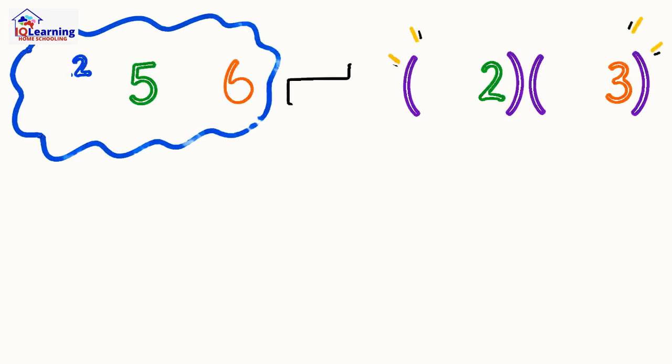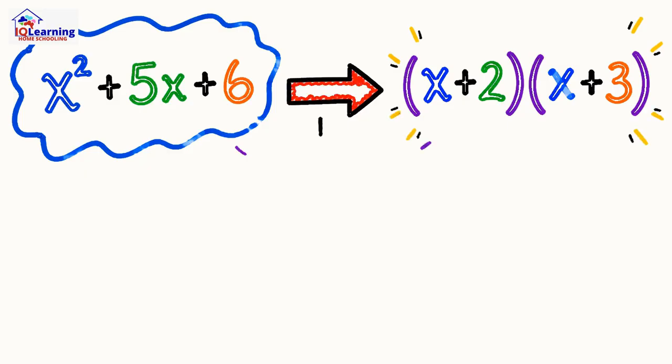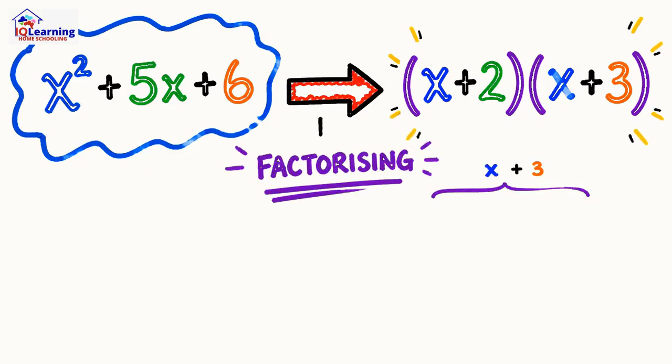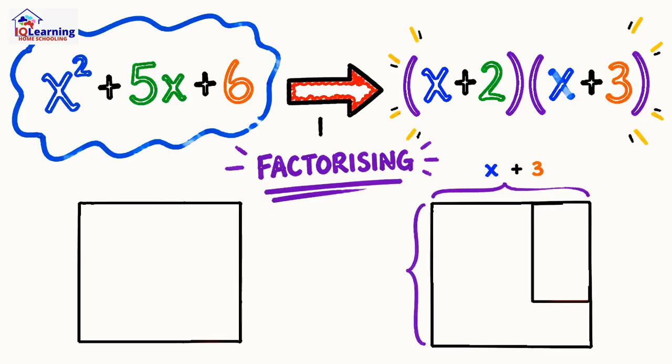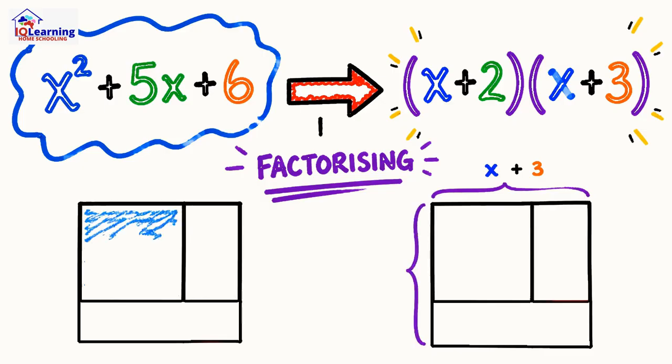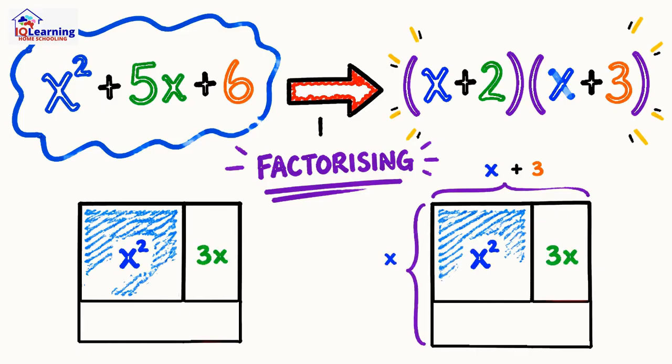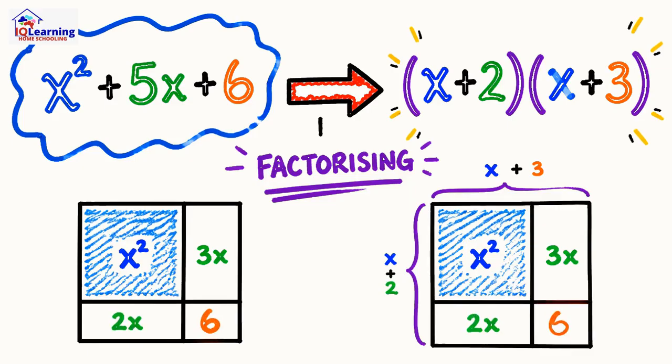In algebra, expanding brackets is straightforward, but what about going backwards? Taking an expression like x squared plus 5x plus 6 and breaking it back into its original parts. This reverse engineering is called factorising, and it's a powerful tool for solving much bigger problems. We'll focus on monic trinomials, where the expression starts with a simple x squared.